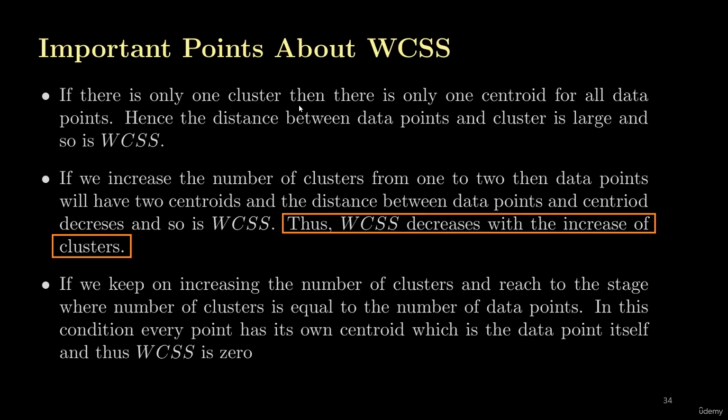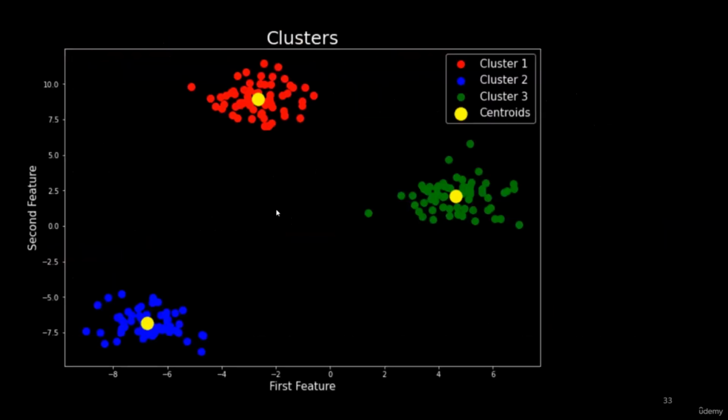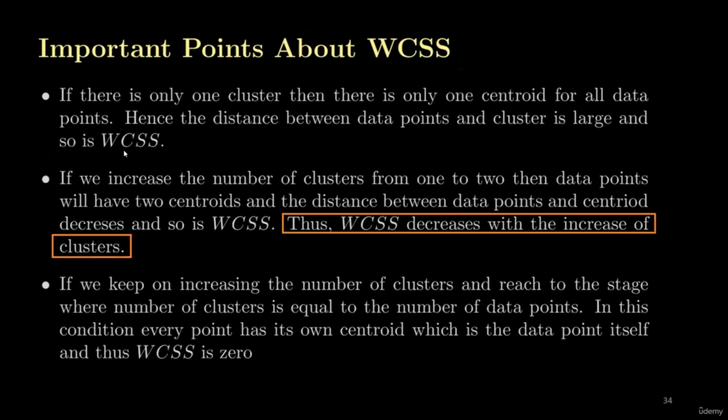If there is only one cluster, then there is only one centroid. Hence, the distance between data point and centroid is large. So look at this figure. Suppose we have only one centroid and it is at this location where my cursor is moving. If the centroid is only one and it is at the middle, then the distance of this red point from this centroid is very large. Similarly, the distance of these green points from this centroid is very large. In general, the distance of every point to the centroid is very large. So the distance will be large, and so is WCSS. So if we have only one cluster, the value of WCSS is very high.